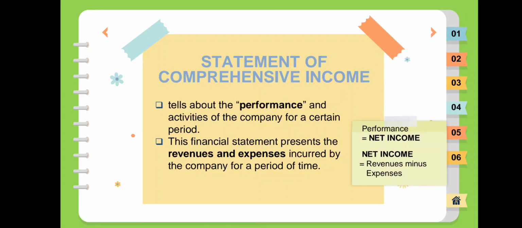Statement of comprehensive income is the financial statement that tells about the performance and activities of the company for a certain period. And paano ba ma-measure ang performance ng company? So it is through their net income. And to get the net income, take note of this formula. So we have net income is equal to revenues minus expenses.